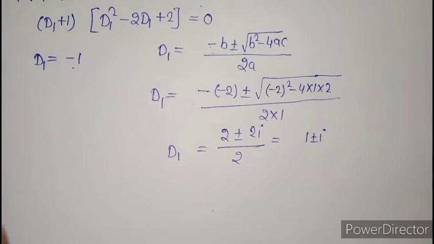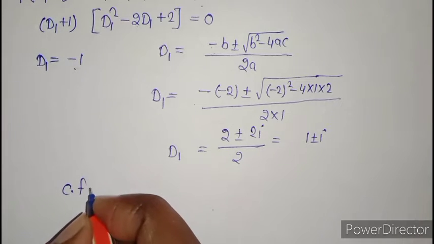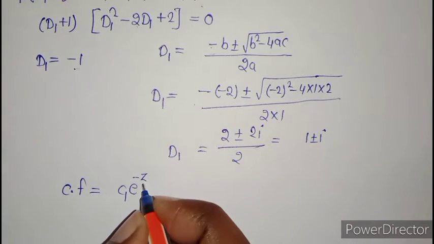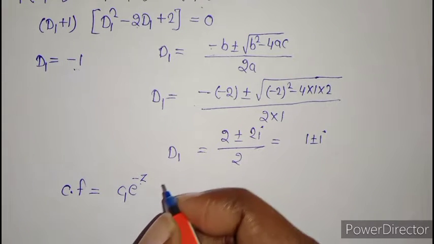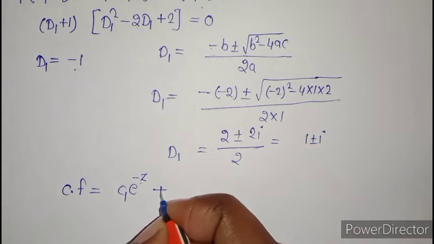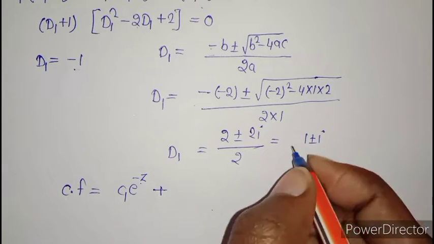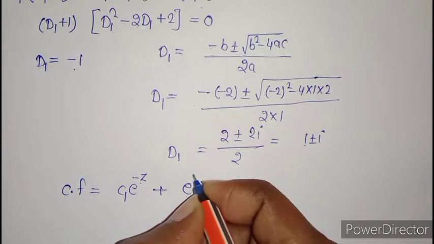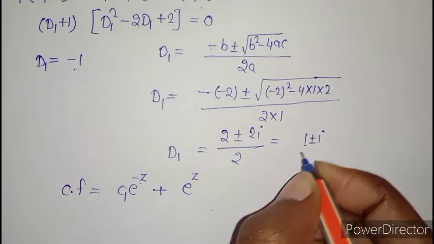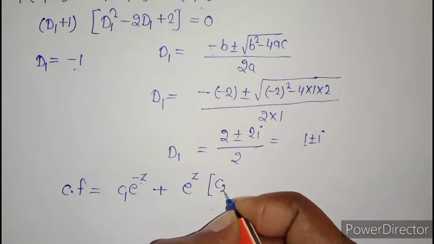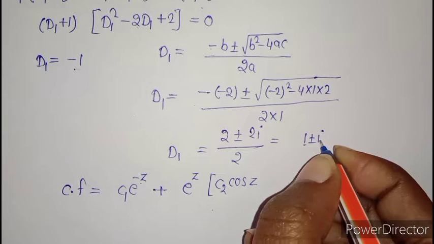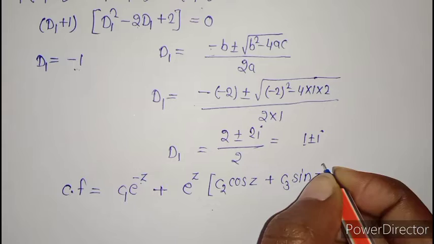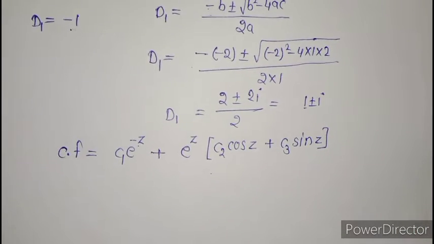So how can we write the CF for this differential equation? CF is equal to C1 e raised to power minus z, since our independent variable was z here, which we introduced, plus, for the complex roots, we take the real part, so e raised to power z, because the real part is 1, into C2 cos z, because the imaginary part is also 1, plus C3 sin z. So this is our CF. Now we can proceed for PI.